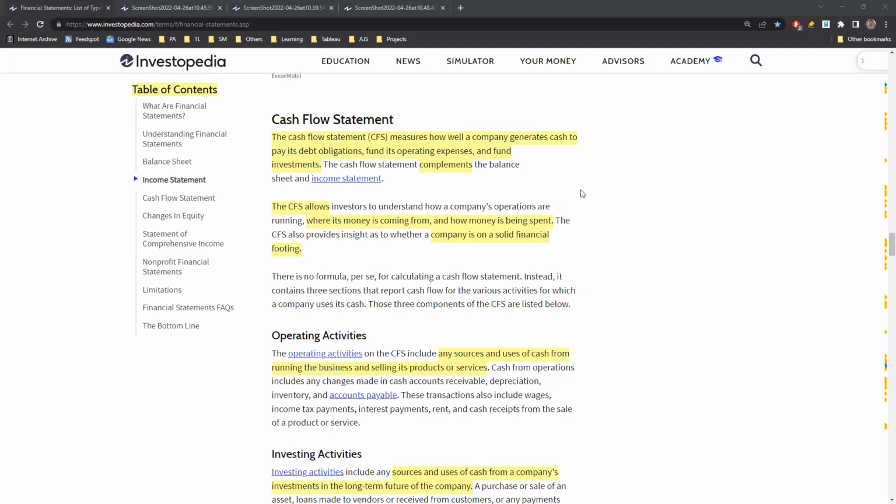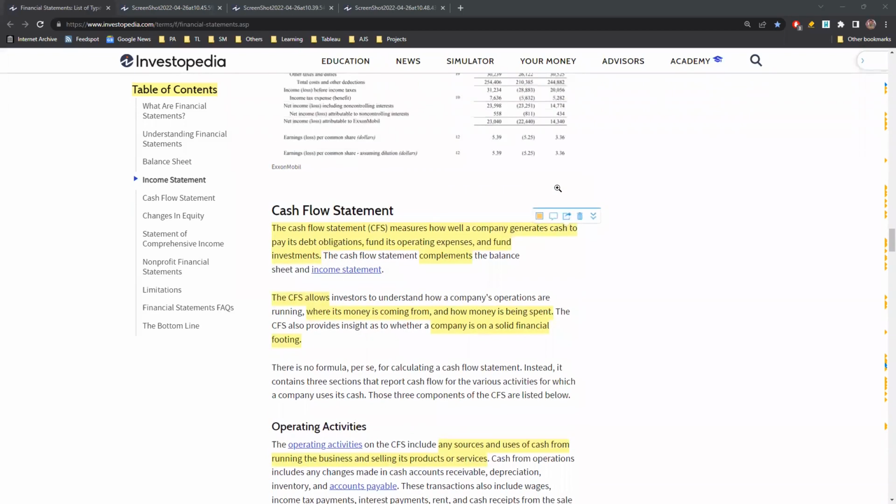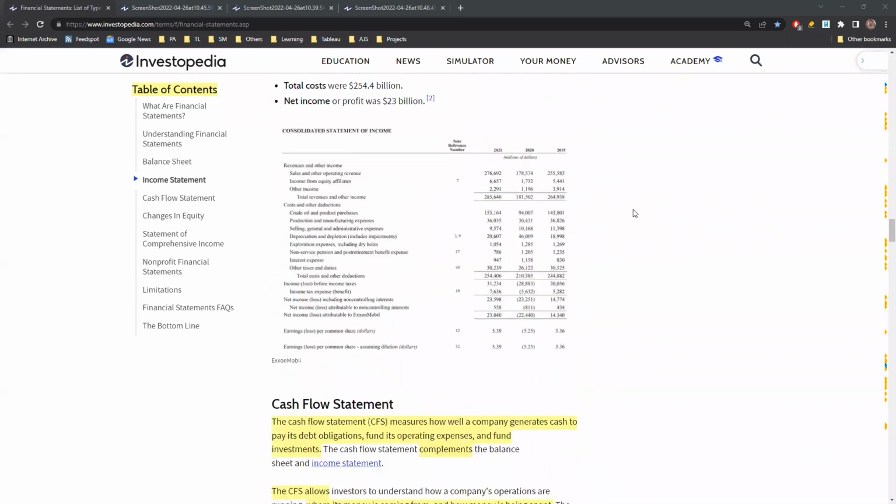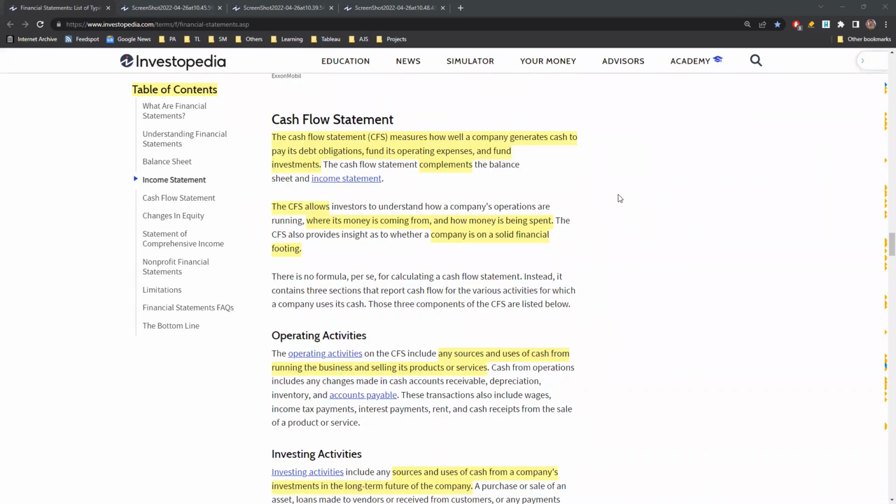So we'll continue on the same financial statements topic. Last time we covered the income statement. Now we'll get into the cash flow statement and see what it's about.